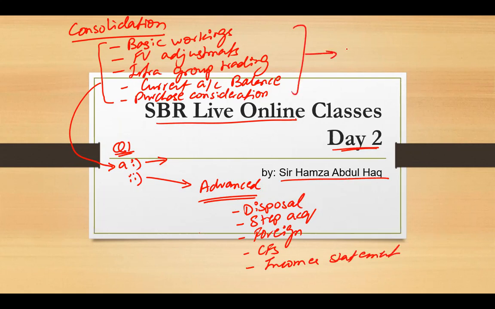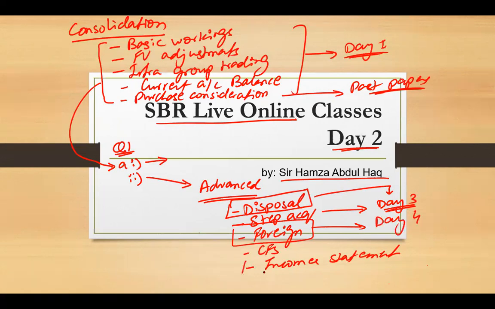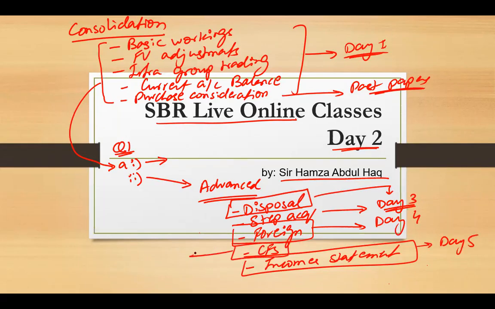We have covered these in day 1, and today's target is to solve some of the past papers relating to these areas, plus we are going to start the area of disposal today. In the next class we are going to cover the area of step acquisition along with some further past papers of the area of disposal. In day number 4 we are going to discuss mainly the foreign subsidiary, day number 5 is going to relate to the income statement, and the last day is going to be the cash flow statement. So this is probably the 6-day plan for the area of consolidation.